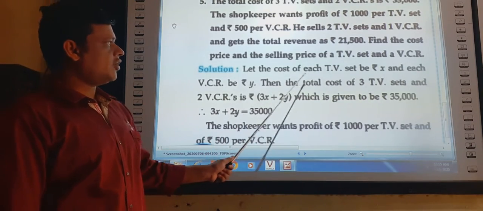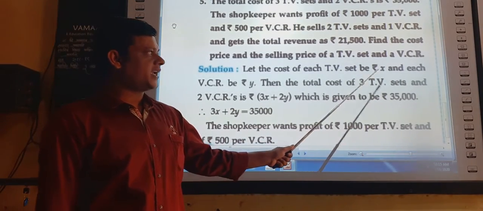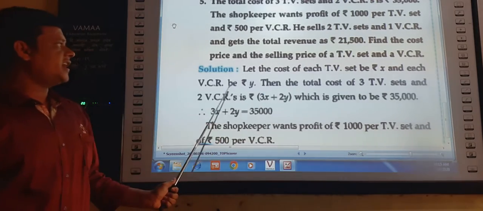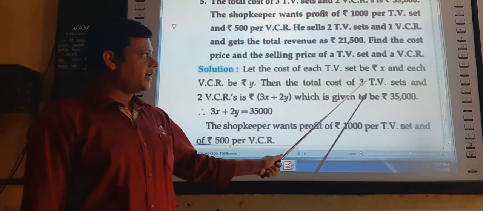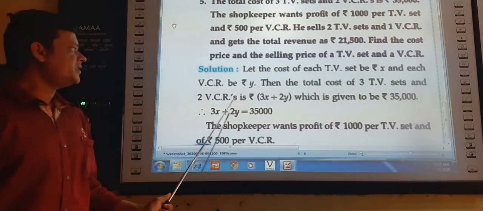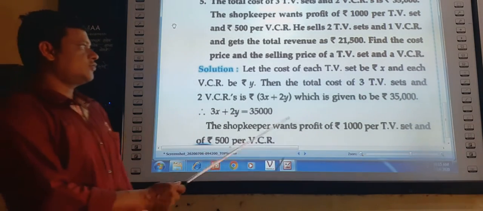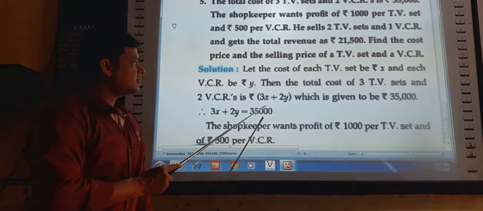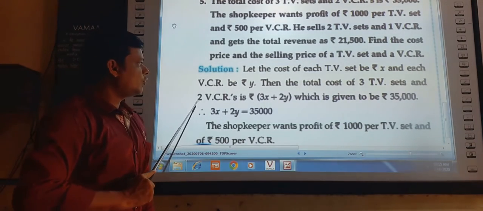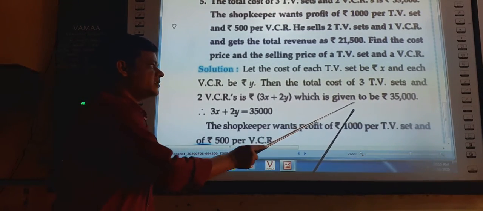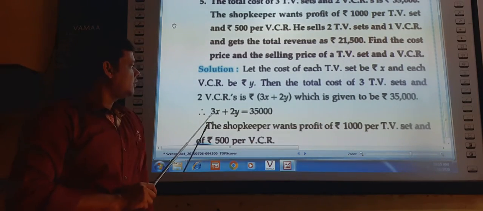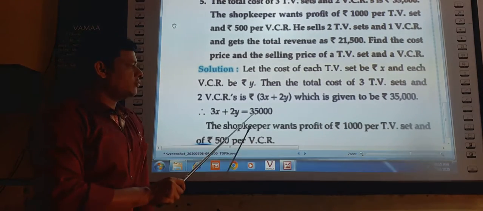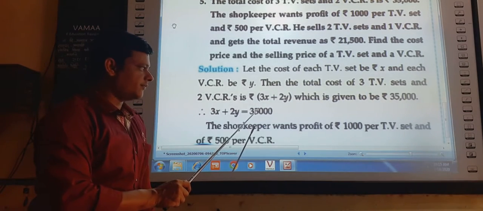So let the cost of each TV set be rupees x and each VCR be rupees y. Then the total cost of 3 TV sets and 2 VCRs is 3 into x plus 2 into y, which is given to be rupees 35,000. Therefore, the total cost is 3x plus 2y equals 35,000.